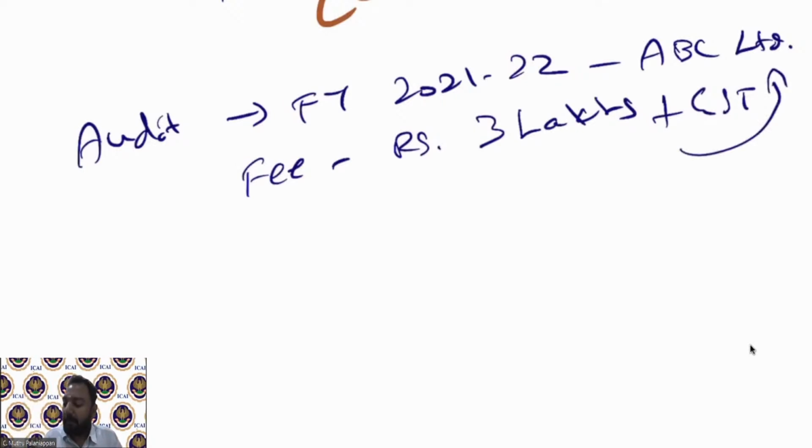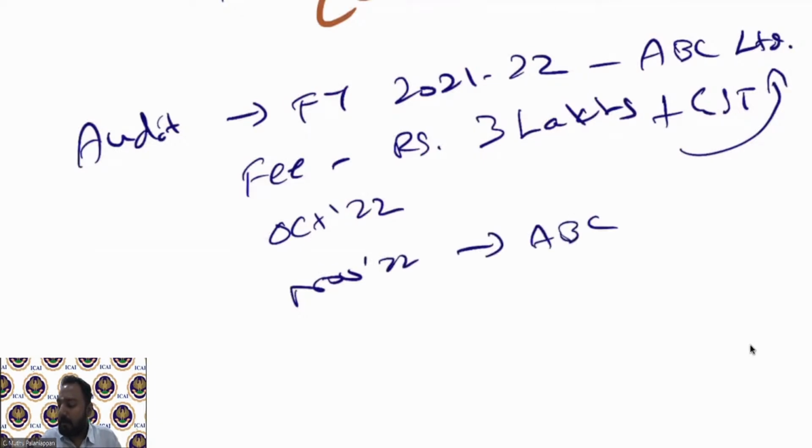Let's say this is happening in October 22. In November 22, ABC gives me 2 lakhs, and for what reason, no one knows. ABC says, see, I'm very happy with whatever you have done, so you need not bill me. I'll give you 2 lakhs. I am very happy with your work.